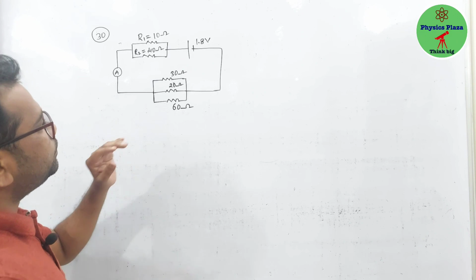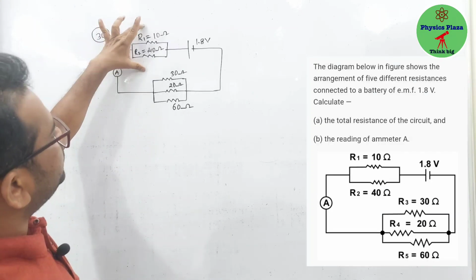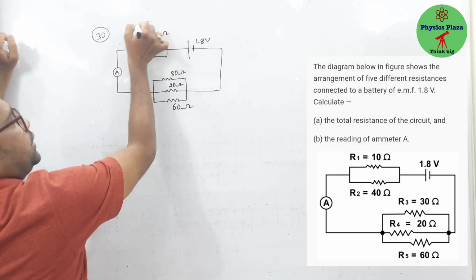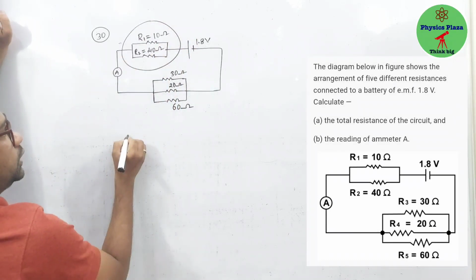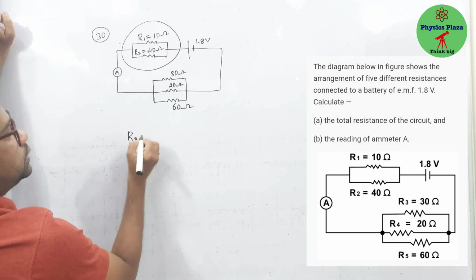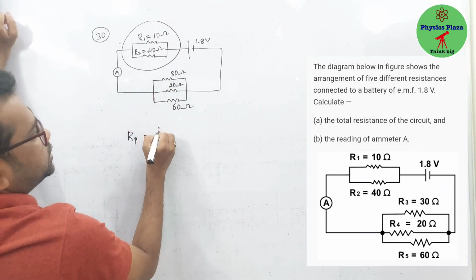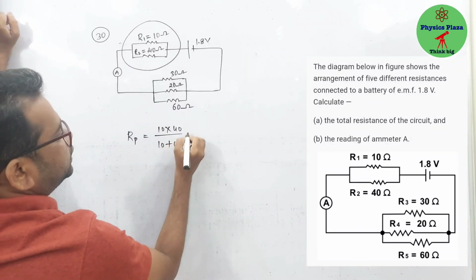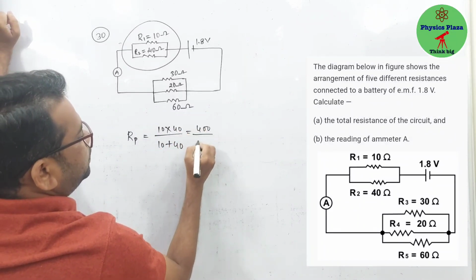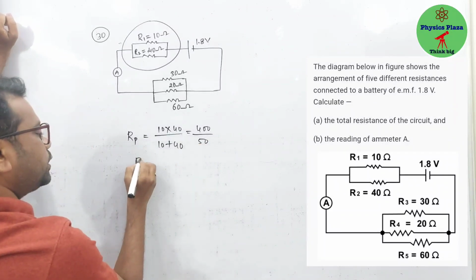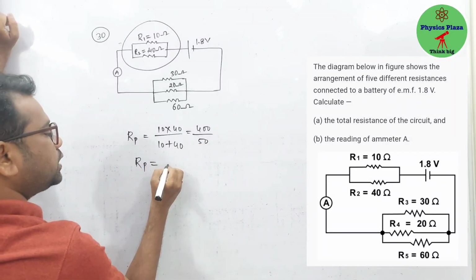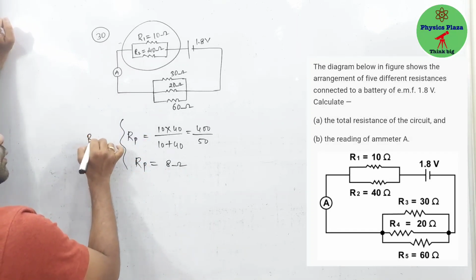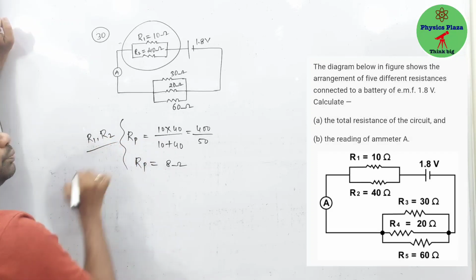Come on, children. Here two branches are there. These two are in parallel. These three are in parallel. Let us calculate first the effective resistance of these two. So Rp is equal to, both are in parallel, 10 into 40 by 10 plus 40. So this will be 400 by 50. So here Rp is equal to how much, children? 8 ohm. So this is the resultant resistance for R1 and R2.